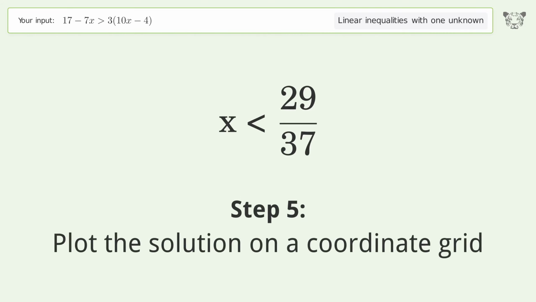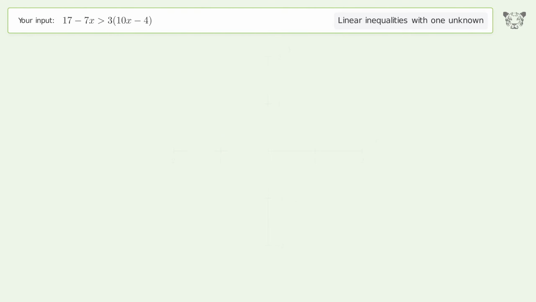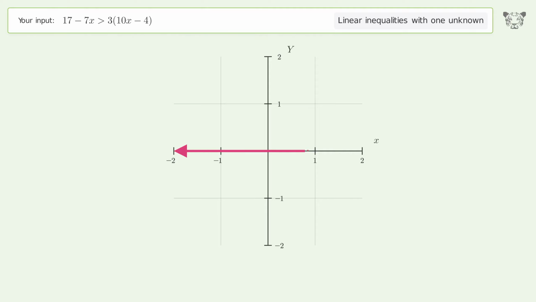Plot the solution on a coordinate grid. And so the final result is x smaller than 29/37.